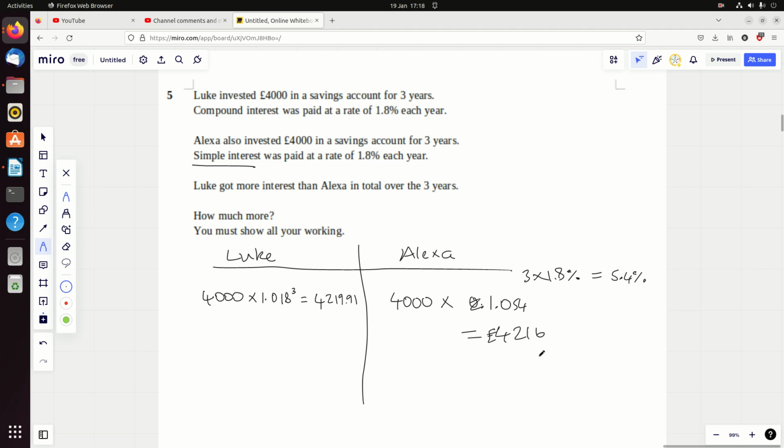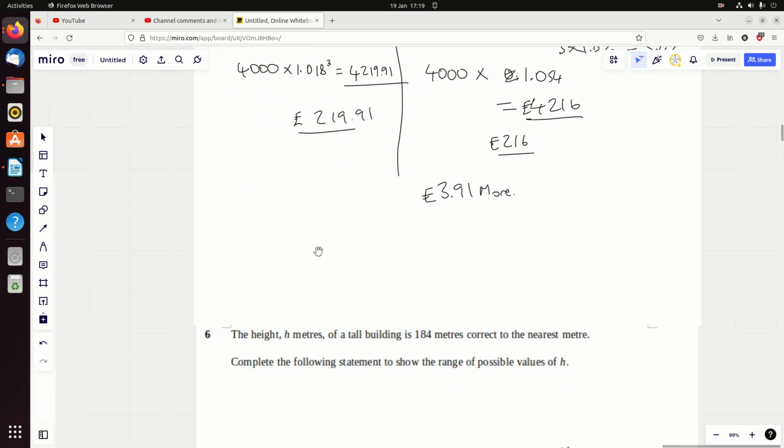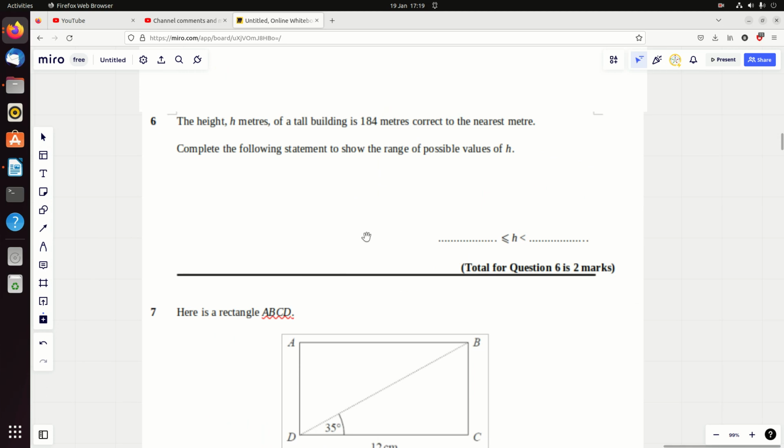Exactly. Okay, so who got more? How much more? Luke got more interest. Oh, we're only interested in the interest, actually, no pun intended. But the interest there is that, and the interest over here is this. But who's got more, and by how much more? £3.91 more, because that is £3.91 more than that one. Okay, make sure you know the difference between simple and compound. It's one of those things you should learn.